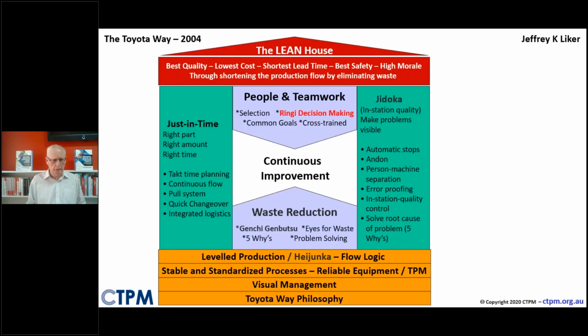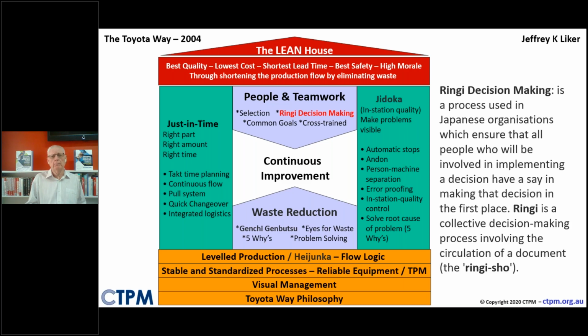Now, for those who have read The Toyota Way by Jeffrey Liker, he talks about Ringi decision making. In the lean house, you'll see under people and teamwork, and I've highlighted in red, some of the tools or techniques they use is this concept of Ringi decision making. It's a process used in Japanese organizations which ensures that all people who will be involved in implementing a decision have a say in making that decision in the first place. So if you're going to put a visual control in the workplace, all the people who work across all the shifts, you want them to get some involvement. Ringi is a collective decision-making process involving the circulation of a document. Now, we are certainly not great fans of Japanese language being used in improvement in the Australian workplace culture. So what we've done is taken that concept and said, yeah, pretty spot on.